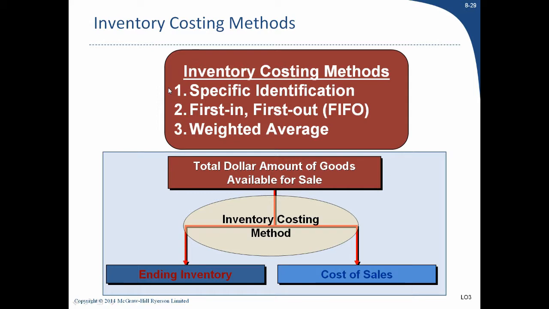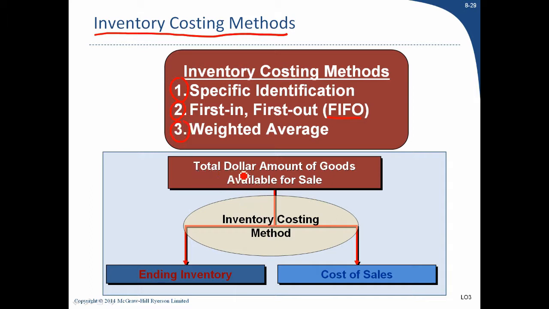So these are called inventory costing methods. How do we determine what the cost of the inventory is versus the cost of the sales? Because up till now, we've just given you the number. We've said ending inventory is 1,000, right? And then you can work backwards and figure out what cost of sales is. There's 3 methods: specific identification, first in, first out, also called FIFO, and weighted average.